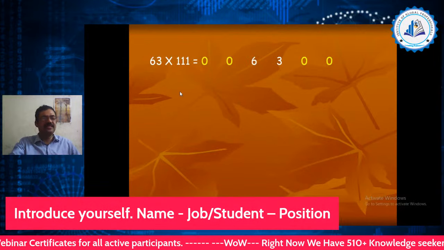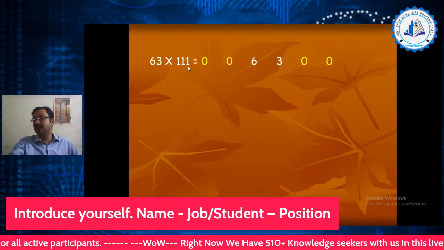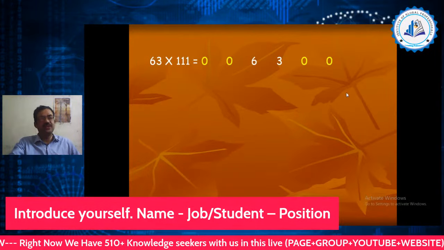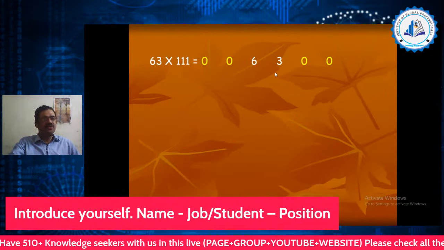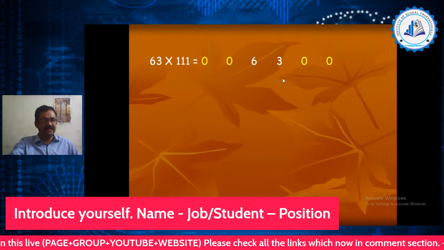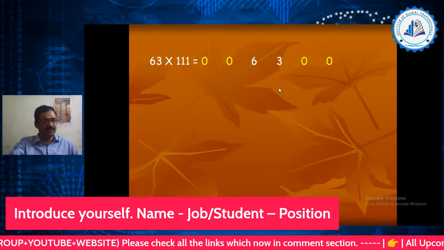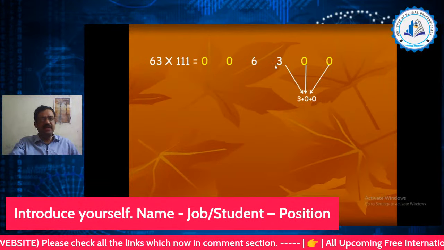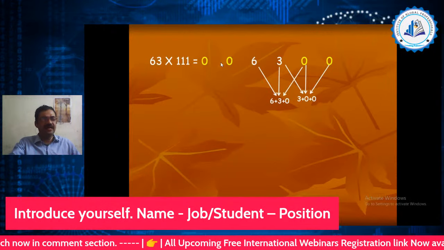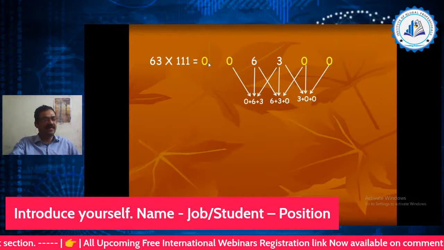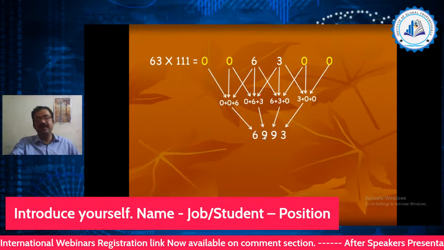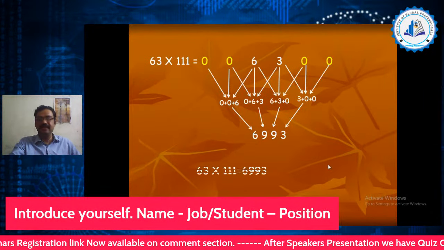Now let us take another example. If we want to multiply 63 by 111, here 3 digits of 1. So 63 is sandwiched with twice 0. And here 3 digits, so we add 3 digits at a time: 006300, then 630 and 063 and 006. So if we add, we get 3, and 630, we get 9, and 063, we get 9, and 006, we get 6. So the product of 63 and 111 is 6993.